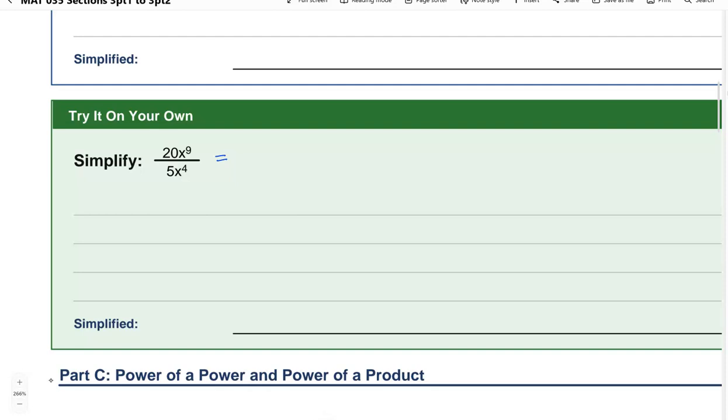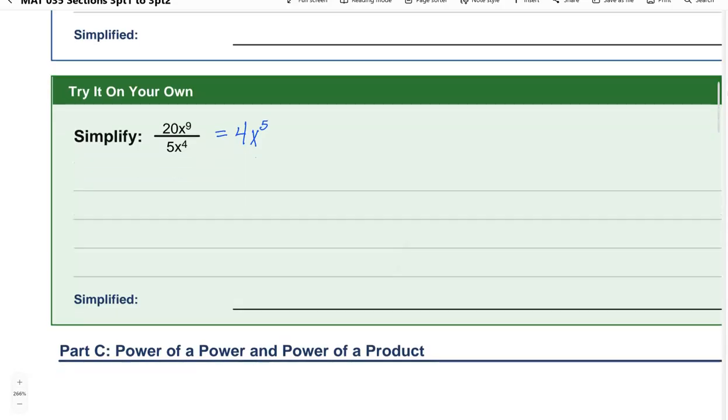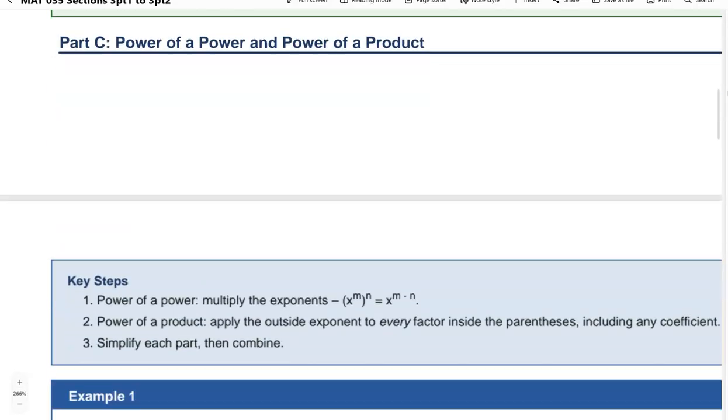So in the next one, we have 20x to the 9th over 5x to the 4th. We're going to start by dividing our numbers. 20 divided by 5 is 4. And then we're going to reduce our x terms. I have x to the 9th in the top, x to the 4th in the bottom. When we divide and we have the same base, we subtract the exponents. So we're going to get a 5. So our final answer is 4x to the 5th.